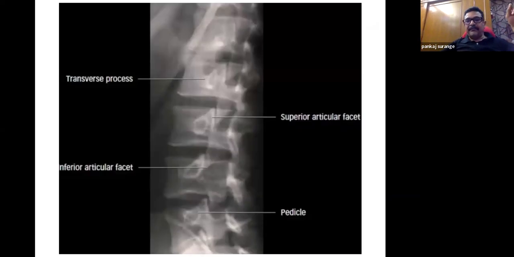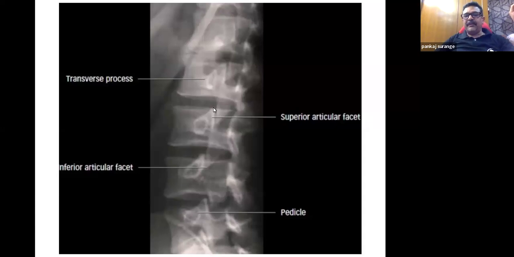Oblique X-rays, as we know, for facet arthropathy and the pars interarticularis, we have to go for the oblique X-ray. So when you are suspecting facet arthropathy or spondylolysis, don't just order X-ray LS spine AP lateral. You have to order X-ray oblique, right or left, whatever side it is. Then only we'll be able to make out the facet arthropathy or the pars interarticularis defects.